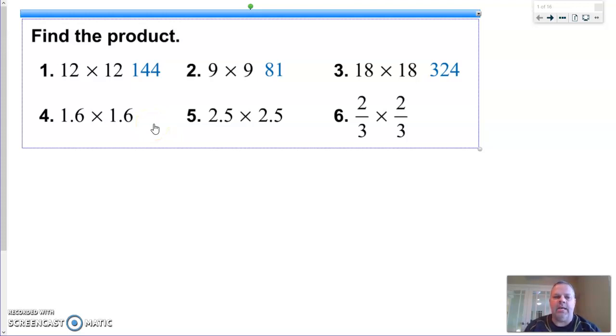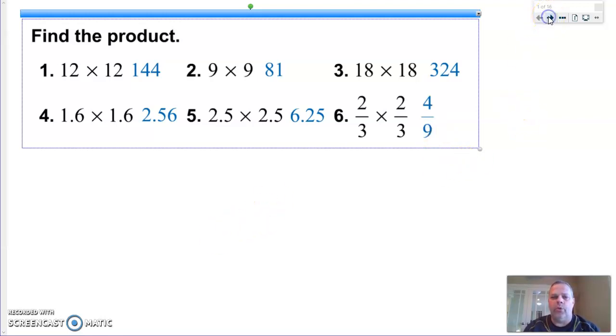1 and 6 tenths times 1 and 6 tenths is 2 and 56 hundredths. 2.5 times 2.5 is 6 and 25 hundredths. We can also do it with fractions. 2/3 times 2/3, again, is 4/9.